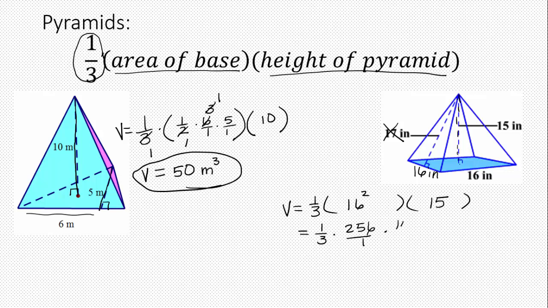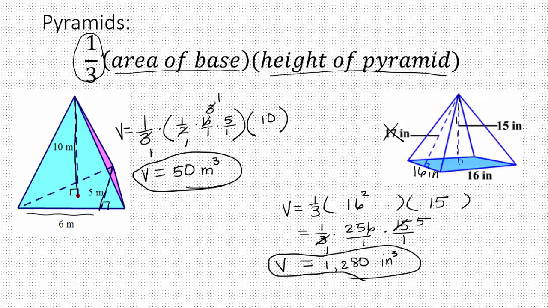256 times 15. And I love to reduce, so I'm going to reduce by 3 right away. It goes into 15 5 times. Okay? So my volume is what's left. That's 256 times 5, which is 1,280. And that is cubic units, which are inches in this case. And there's our volume. So general formula times 1/3.